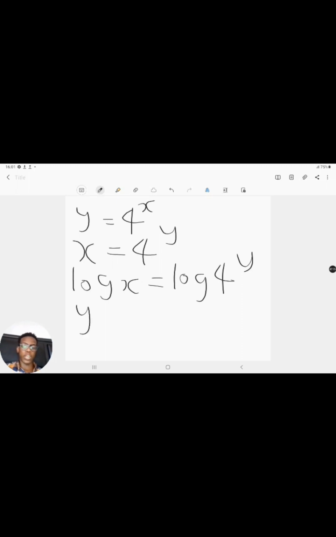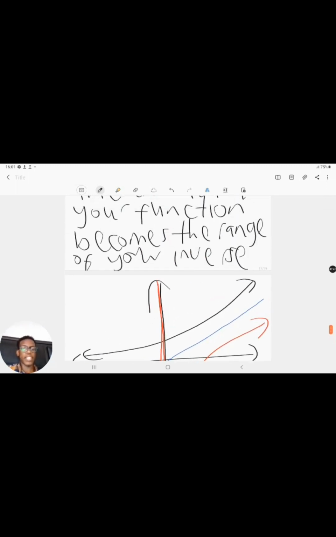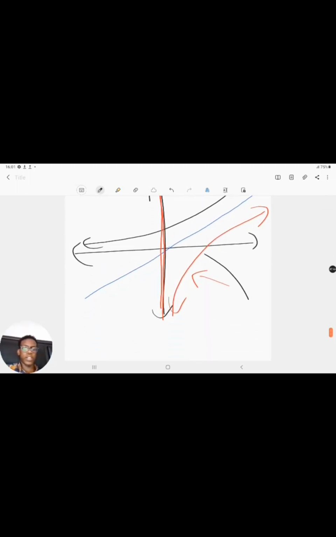I'm just going to skip ahead to the answer because I just want to show you something. This is going to be y is equal to log x, base 4. So now this equation here is the equation that will describe that inverse.